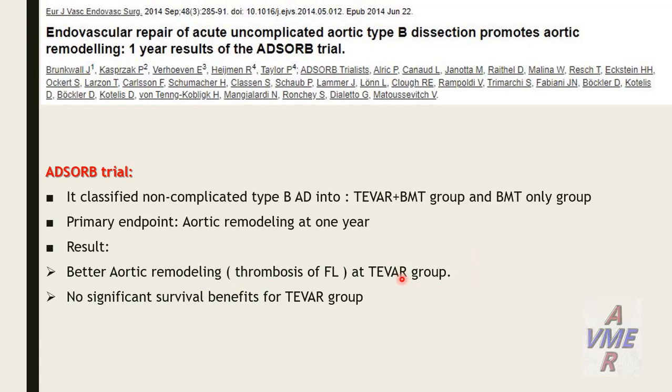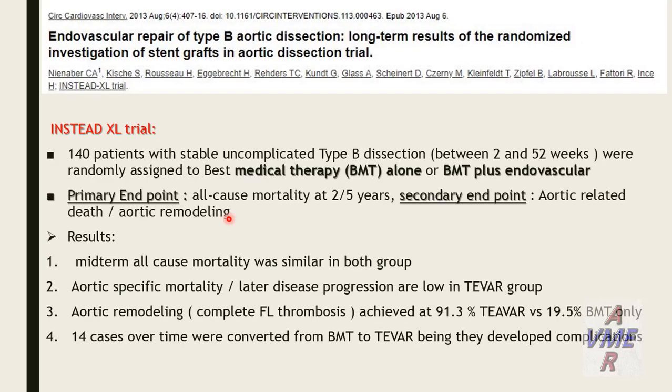The conclusion of those trial data: if we have an acute complicated type B dissection, we are going to do intervention, either endovascular TEVAR or open. The two trials, ABSORB and STABLE, differentiate that in a non-complicated acute type B aortic dissection, we have almost equal all-cause mortality, but better aortic remodeling and less aortic-related death in the case of TEVAR.